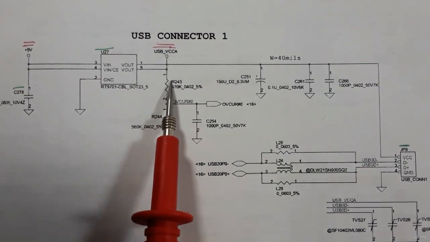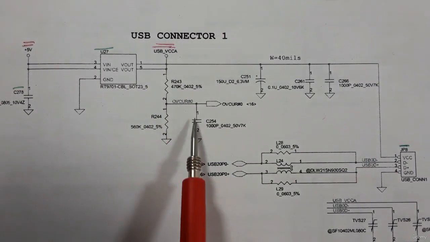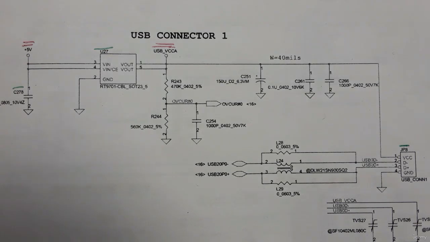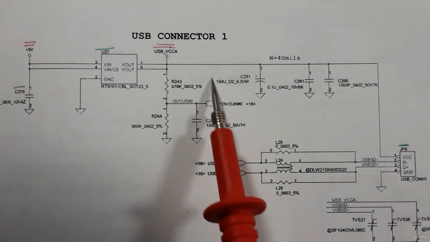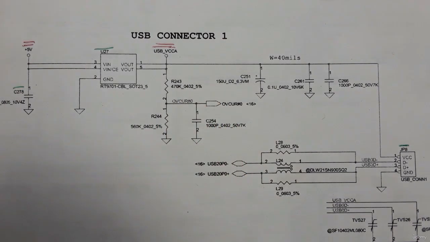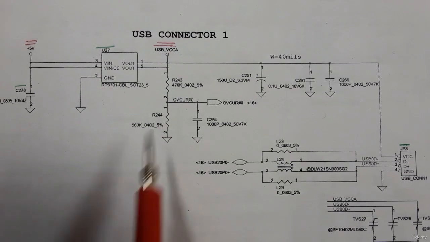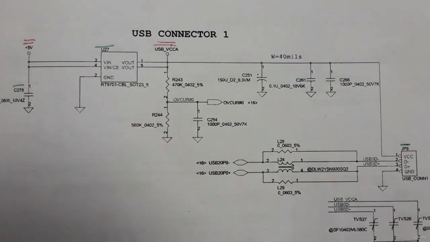Of course, we have here 2 resistors and a capacitor. This is just for protection. This circuit is a protection circuit for the IC.